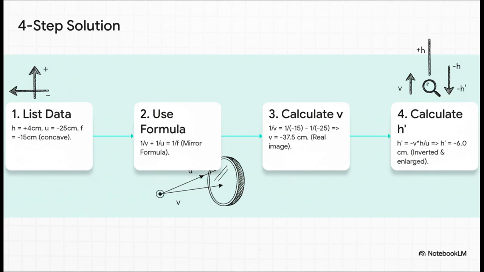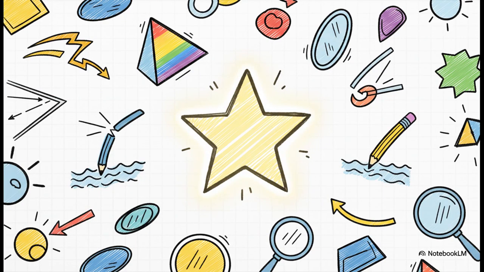Step 3, substitute the values and do the calculation. We find that v is -37.5 centimeters. The minus sign tells us the image is on the left side, which means it is a real image. Step 4, we use the magnification formula to find the size. We get -6 centimeters. The minus sign here tells us the image is inverted or upside down. So our final answer is the image is real, inverted, and enlarged. See? 4 simple steps. And just like that, we have revised the entire chapter.